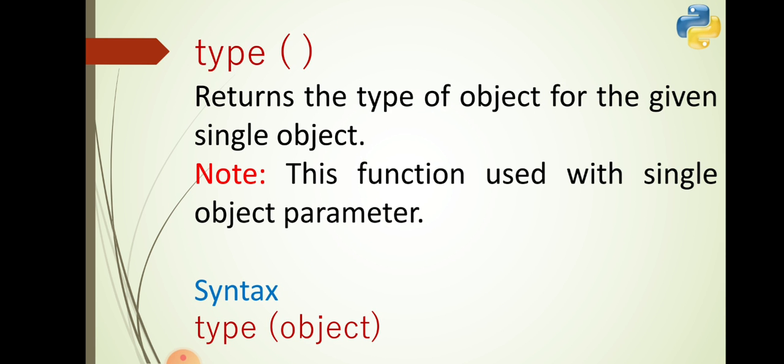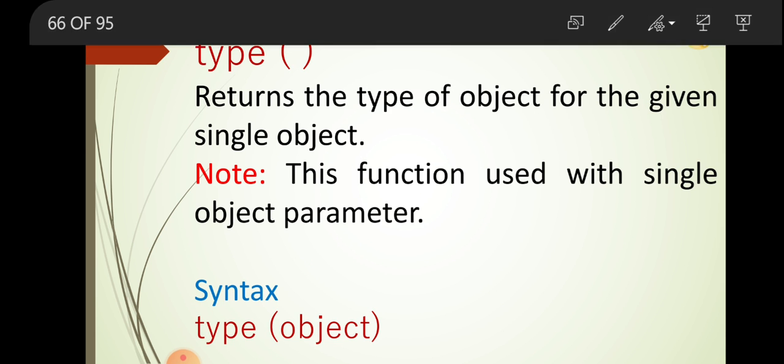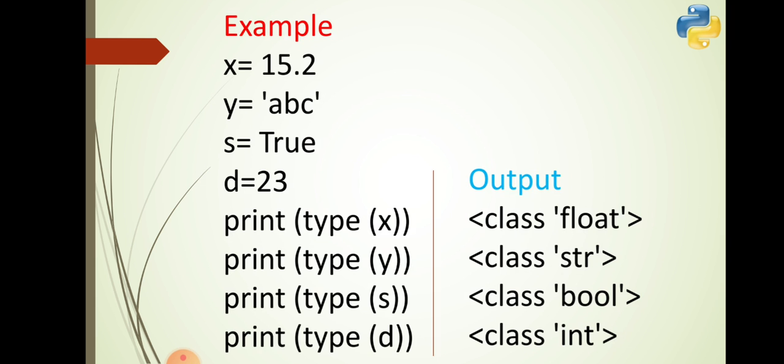So the next thing is type. So type is the function. It returns the type of object for the given single object. Okay, என்ன சொல்றாங்க, what kind of object it can be handled. So for an example, look at this example, x equal to 15.2, y equal to abc, and s equal to true, and d is equal to 23. Now I am mentioning the type of x, type of y, type of s, type of d.